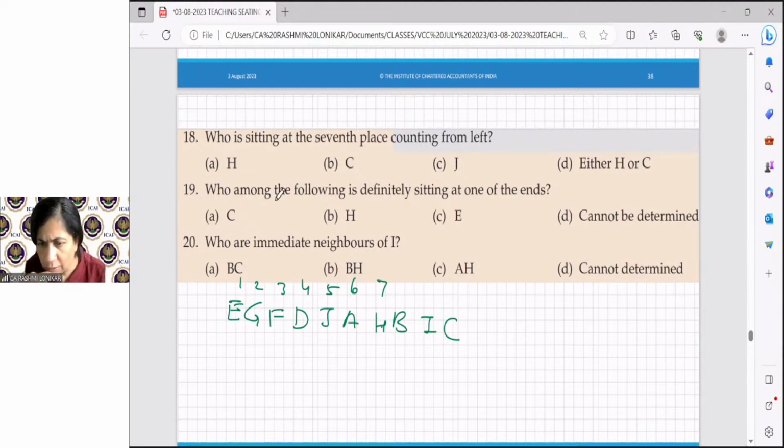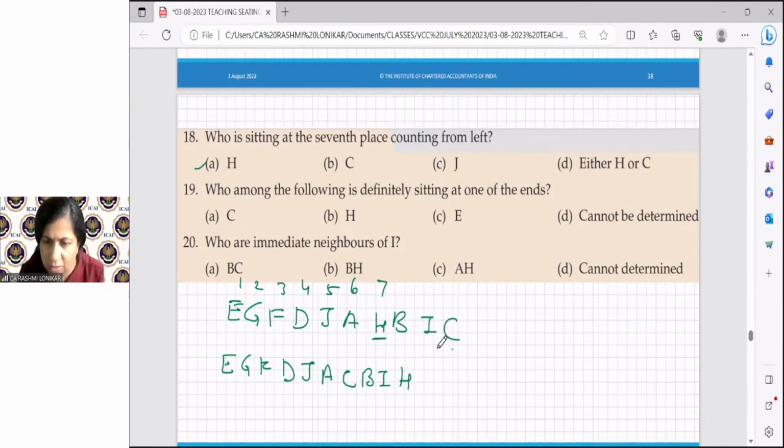I think 7th is H here. Okay. We can even have E, G, F, D, J, A, B, I, C, H, B, C, B, C, B, I, H. Okay. Why? Because this H can be here also.